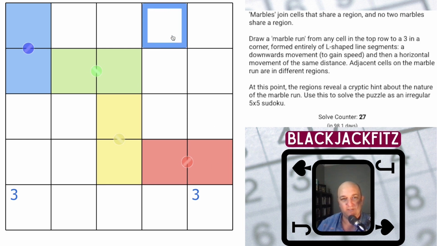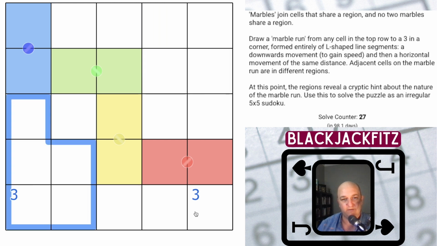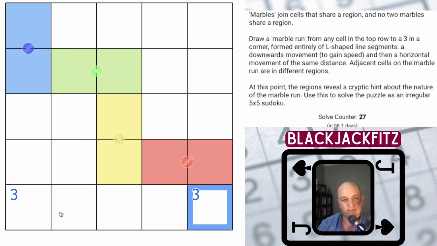And I'm not sure. So it could be something like up here, or it could be something down here, or it could be something weird like that. But I mean, I can see like this. Maybe I need to X out cells that aren't on the marble run, because that's not on the marble run, because it would be dropping down into its same cell.